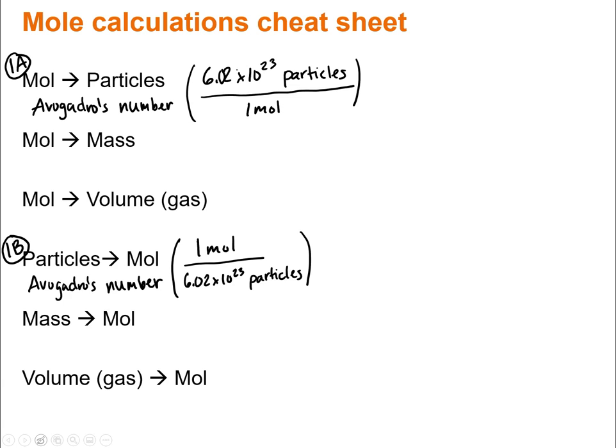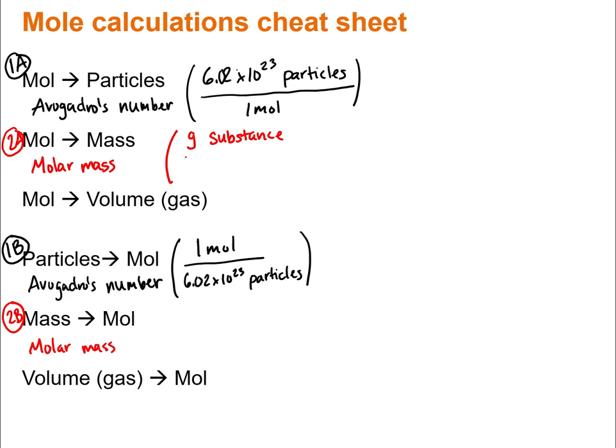The second pair that we're going to do is moles to mass and mass to moles. You'll have to calculate a molar mass here. If you're going from moles to mass, you'll need the grams of your substance on top and 1 mole on the bottom. To go from mass to moles, you flip it.